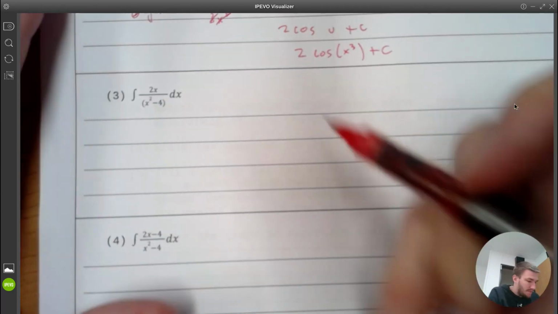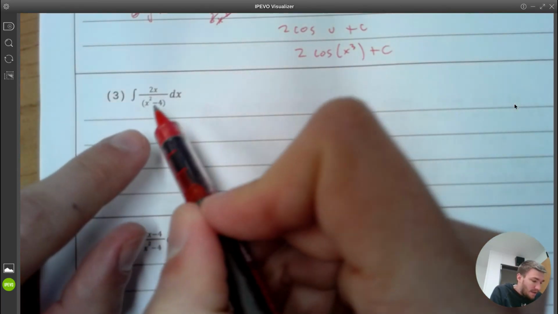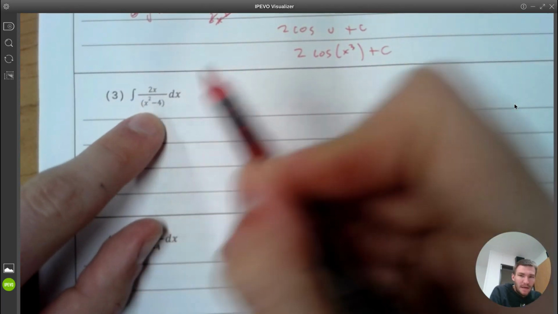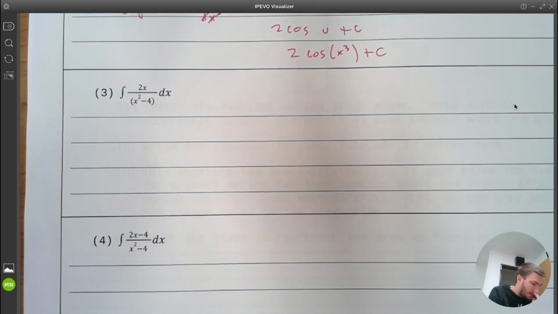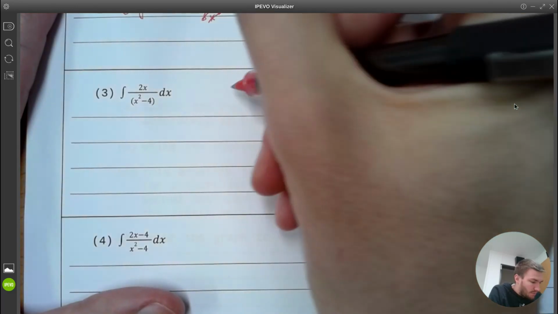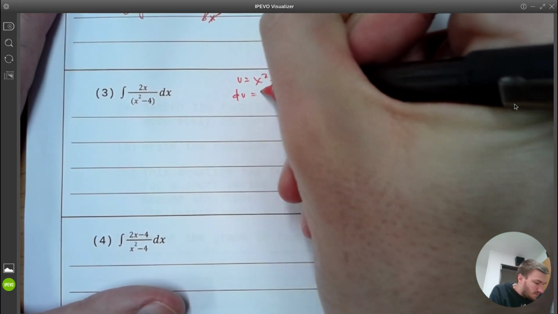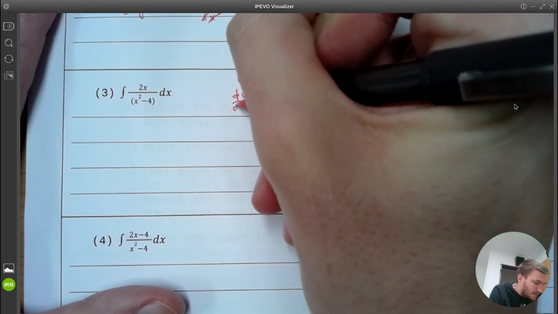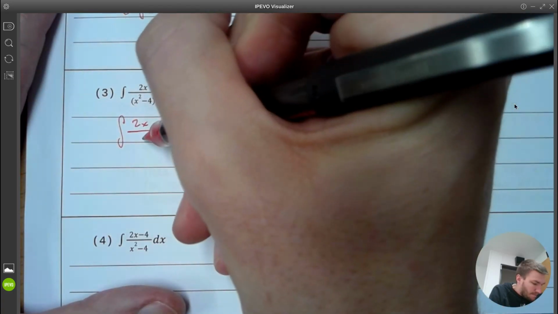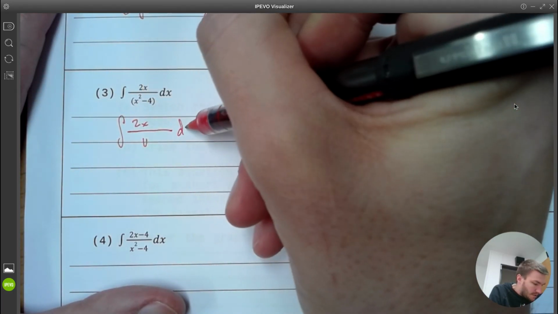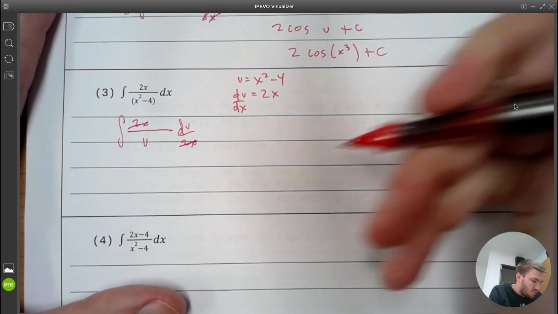For this next one, I'm noticing I have two things that are divided. Maybe I can divide them. I noticed that I think I can factor the bottom with difference of squares, but even if I do, it doesn't cancel out with the top, and so I'm probably thinking u substitution again. U equals x squared minus 4, du equals 2x dx. Those are going to swap. The integral of 2x, this is going to be u du over 2x. Oh, it's a perfect match.